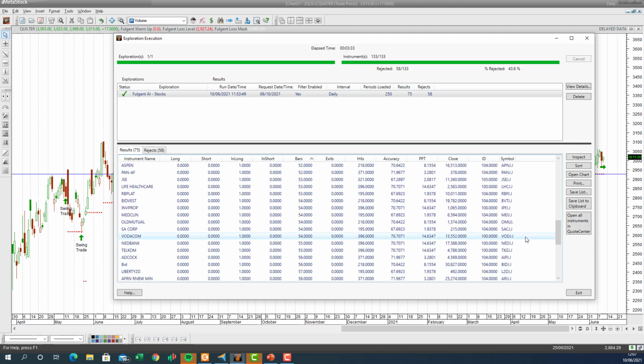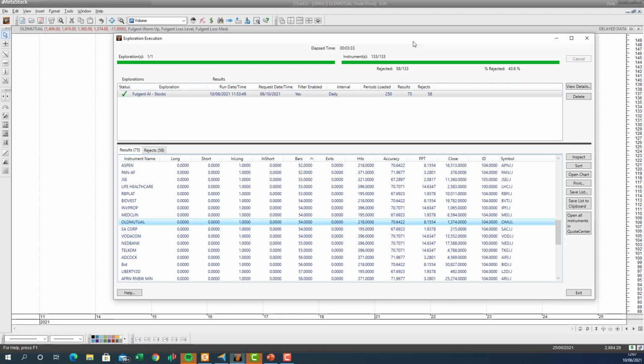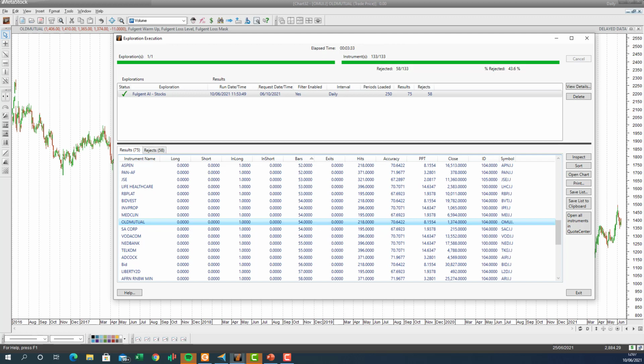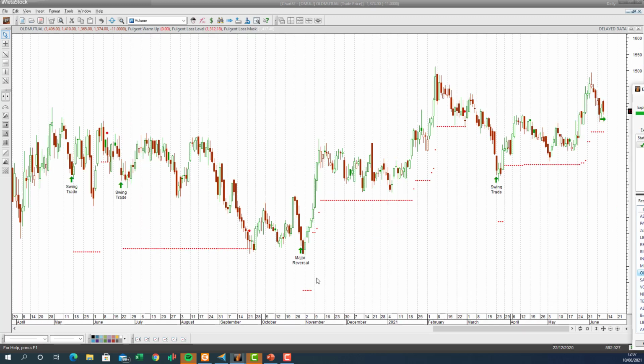Bidvest, Old Mutual, interesting. It's 54 days into a trade there. There we go. Major reversal, beautiful major reversal signal. Look how the stop loss trailed up from there. It moved to there, and there, and bam, there. It hit the trailing stop loss.